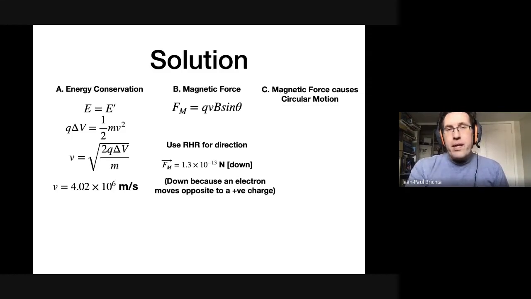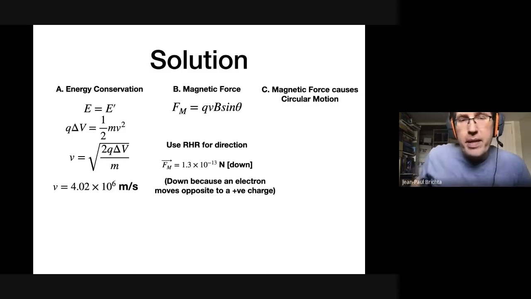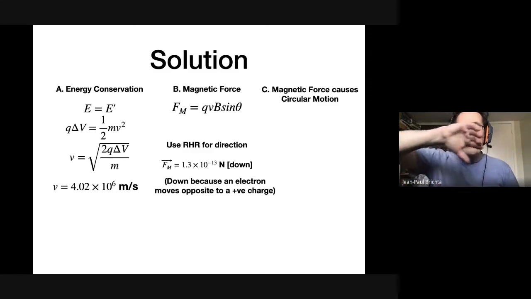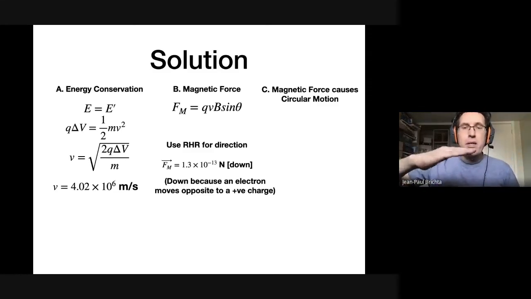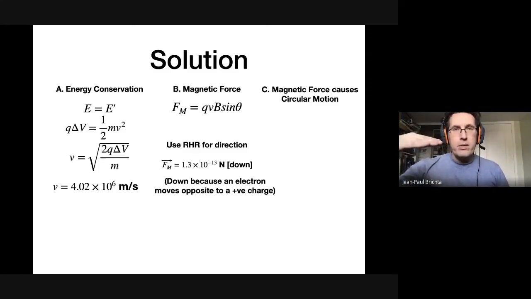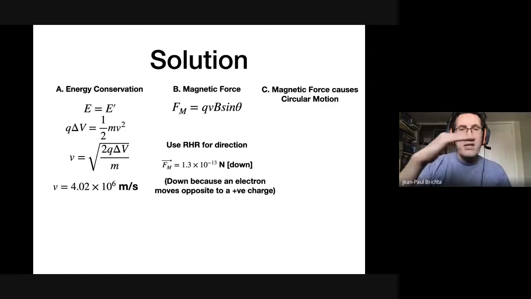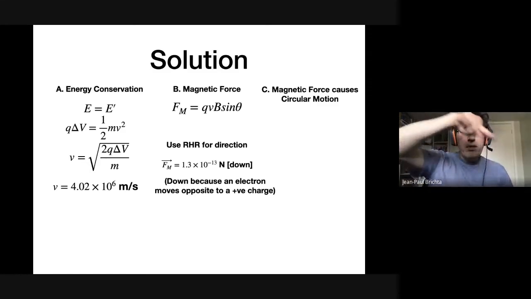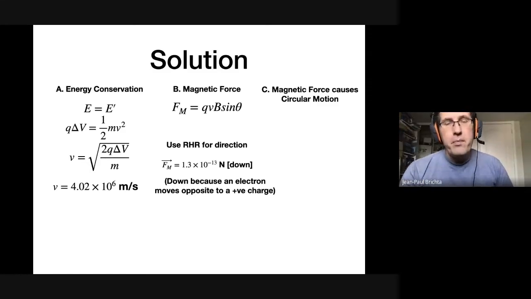Okay, so now that we have the magnetic force, our electron is going to be undergoing some kind of circular motion. This is the electron's motion. The magnetic field is into my face, and it'll be doing some kind of downward circle, something like this, and we want to know how that's going to go.